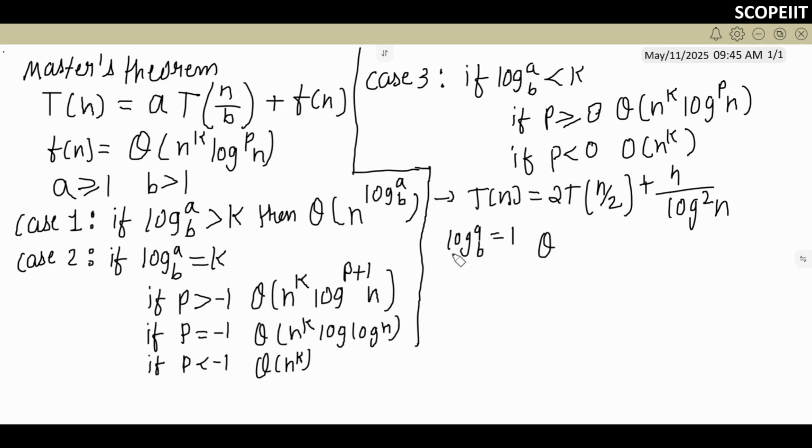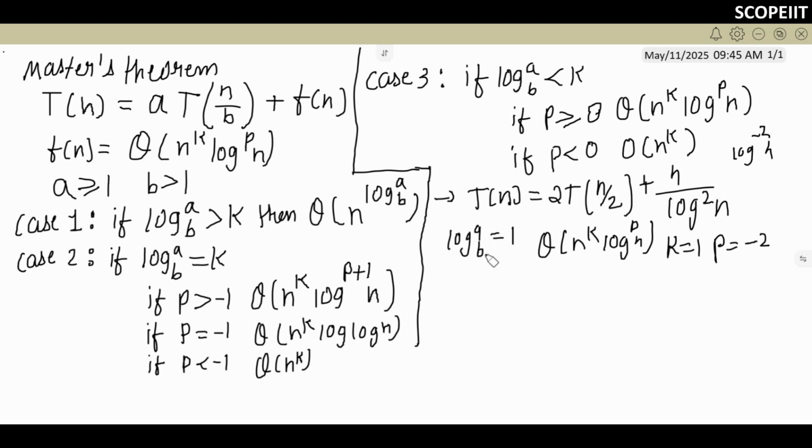See, now here log a to the base b will be 1. Then theta of n to the power k log to the power p of n. So it will become n to the power k. What is the value of k? We have here n^1, so your k will be equal to 1. Now what will be your p? If you take it to the numerator, it will become log to the power minus 2 of n. So your p will become minus 2.